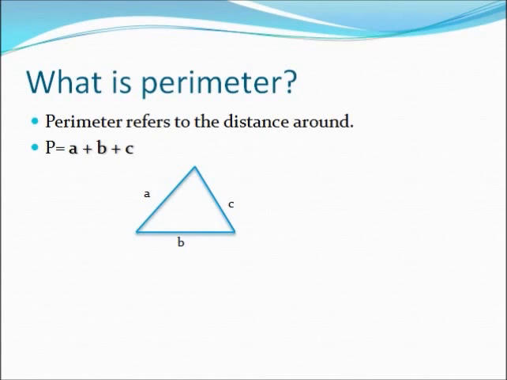Now, how do I find the perimeter of a triangle? If you look at a triangle, you'll notice that the sides are labeled A, B, and C. To find the perimeter of this triangle, you would add the length of A plus B plus C to get the perimeter of this triangle. So your perimeter would equal A plus B plus C. And P in this case stands for perimeter.